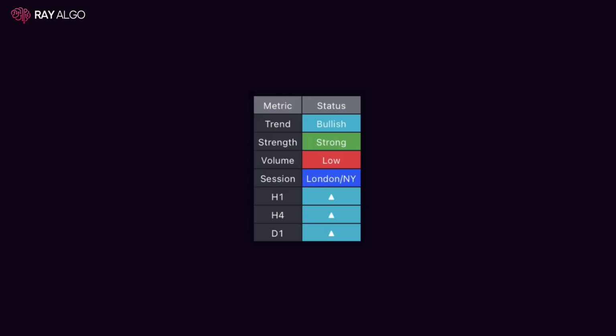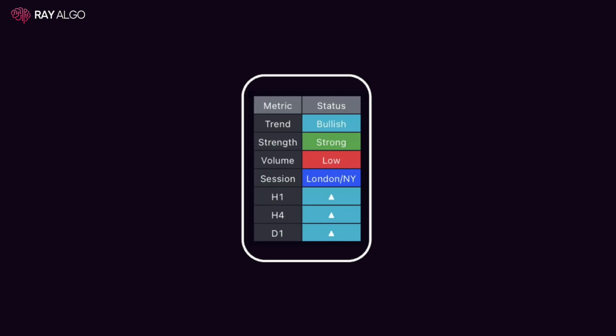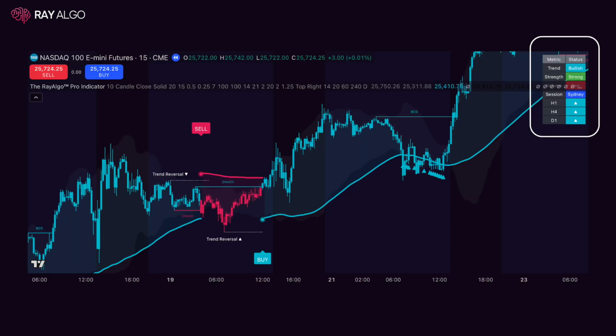Now let's dive into Confirmation Dashboard. This tool consolidates critical market data into a single at-a-glance panel, helping you assess trade quality and align with the dominant market trend. Let's explore the main components of the dashboard.